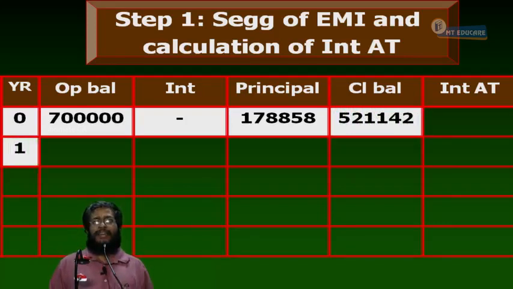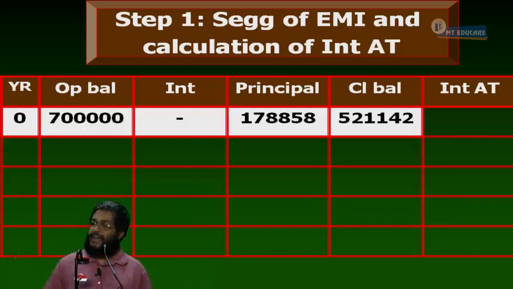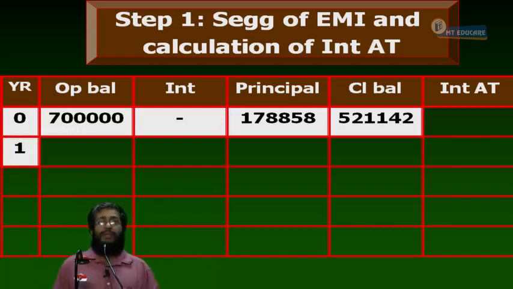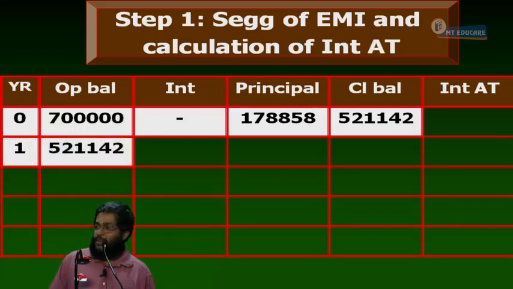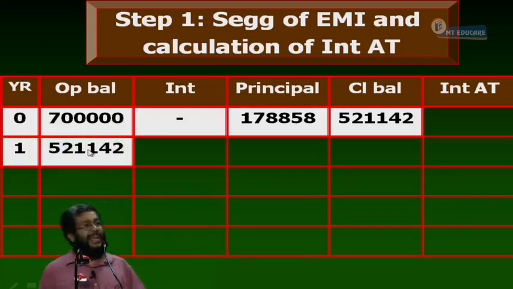No interest. Interest after tax is what? Zero. We have filled it up later. Okay. Now, year one. What is the principal outstanding? 521,142. This is the real amount I am borrowing.